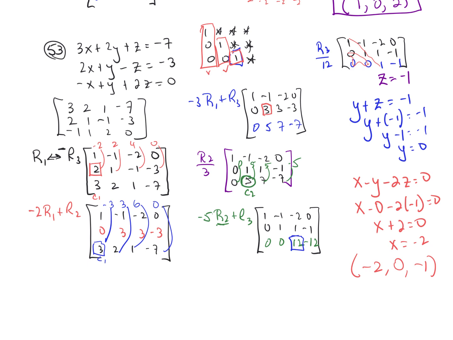All right, I have no room, so I'll just squish it in down here. I'm putting it in the top equation: 3 times negative 2 plus 2 times 0 plus negative 1 equals negative 7. So negative 6 plus 0 minus 1 is negative 7. Check.